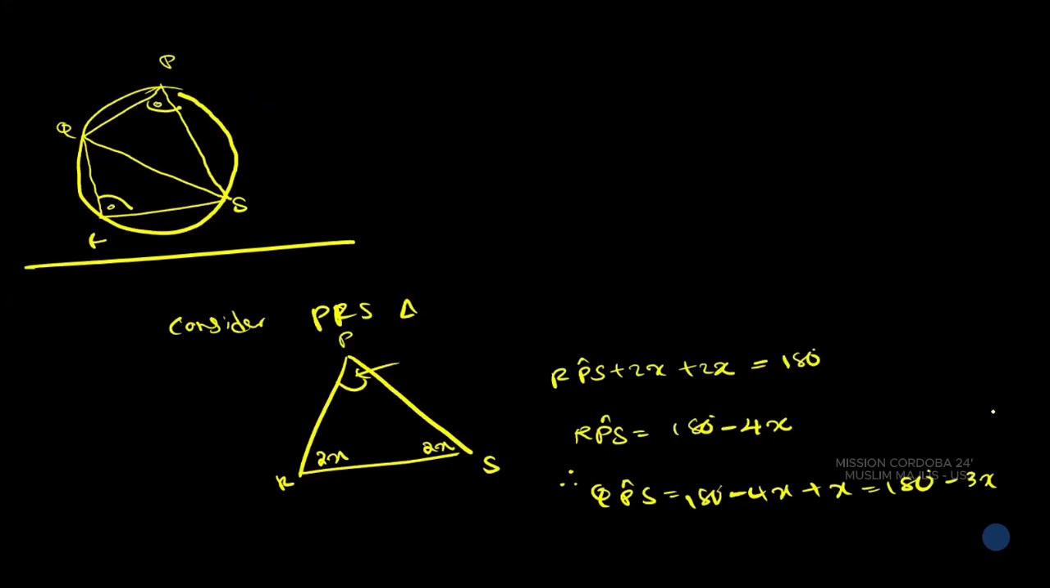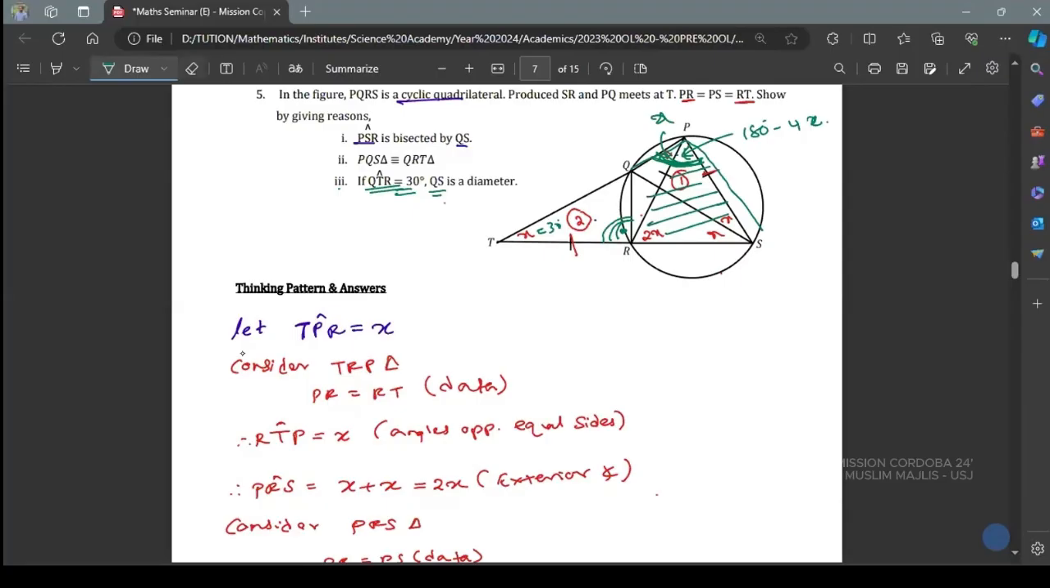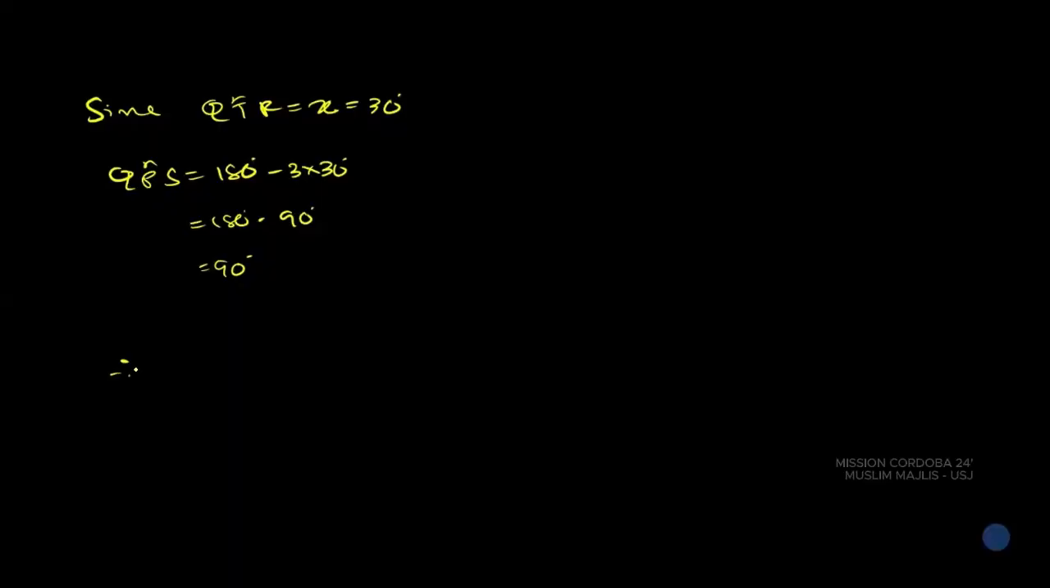Since QTR angle is equal to x and they wanted us to take it as 30, I can substitute that value here. QPS angle is equal to 180 minus 3 times 30, which gives you 180 minus 90 equals 90. Therefore, Puta, we proved that this big angle is equal to 90. If it is 90, definitely QS is a diameter. Therefore, I can say QS is the diameter of the circle.